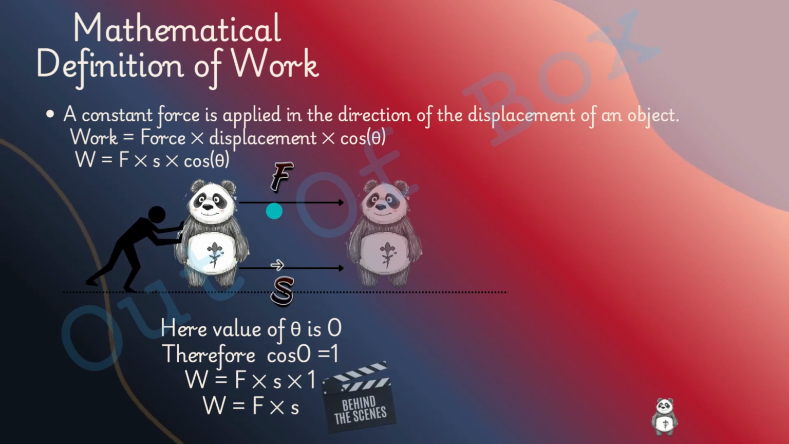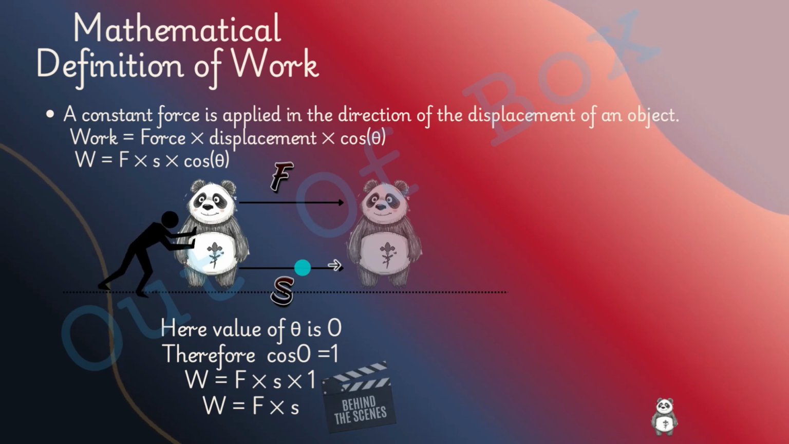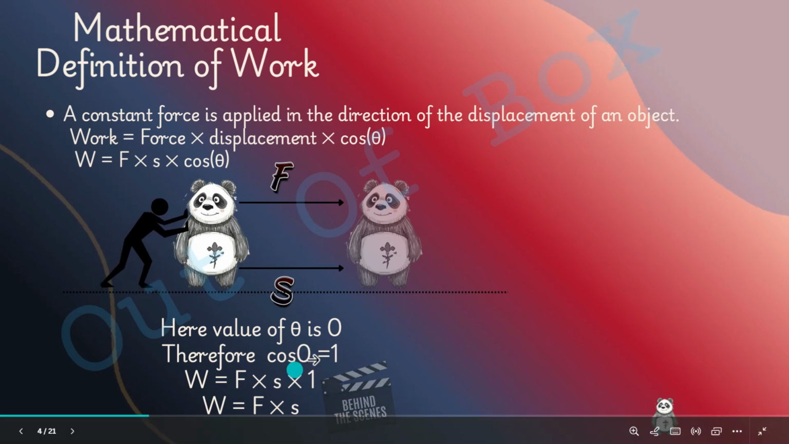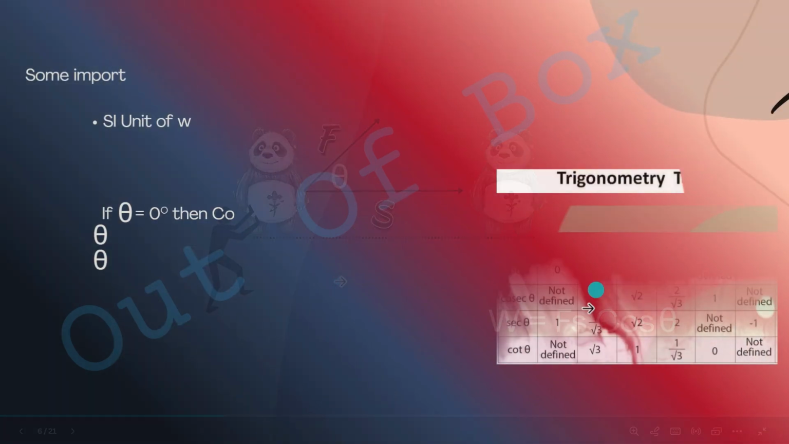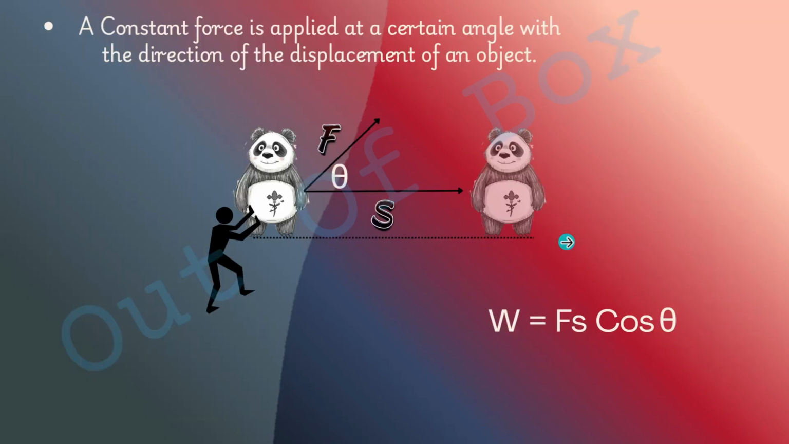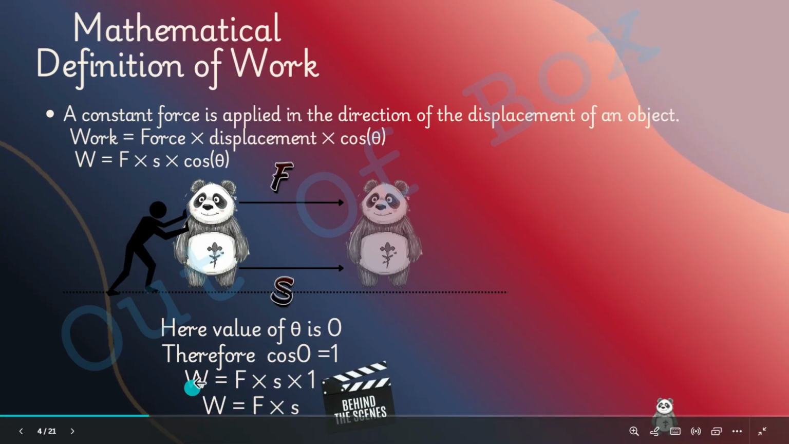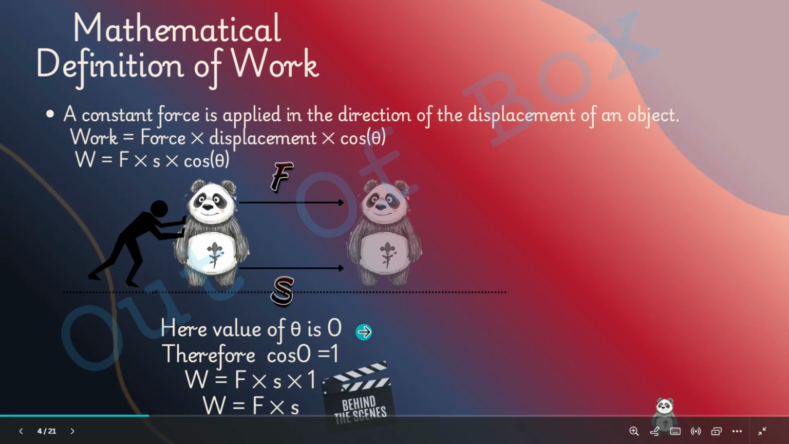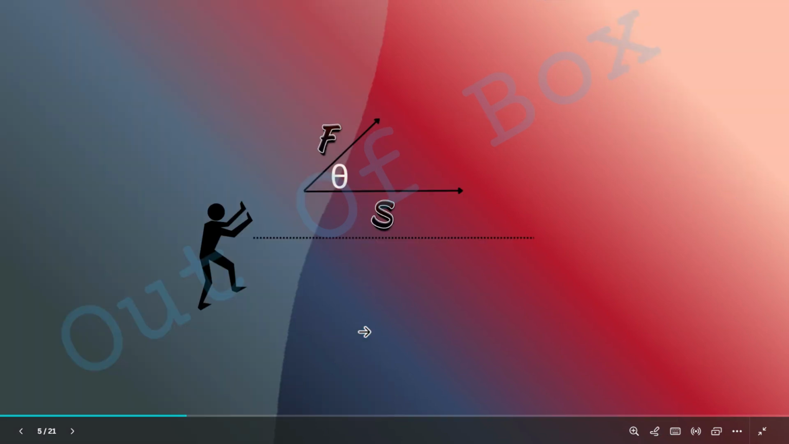So there is an angle between force and displacement. If the angle is 0, it means they are parallel. So cos 0 equals 1, as in the trigonometric table. So the formula comes out as work equals force into displacement into 1, which means work equals force into displacement.